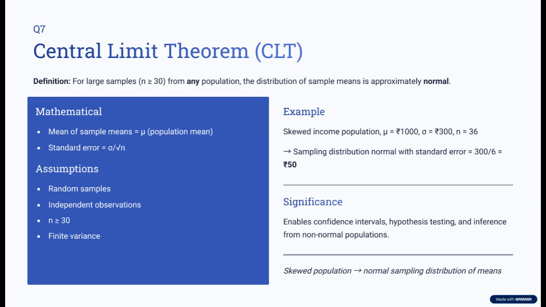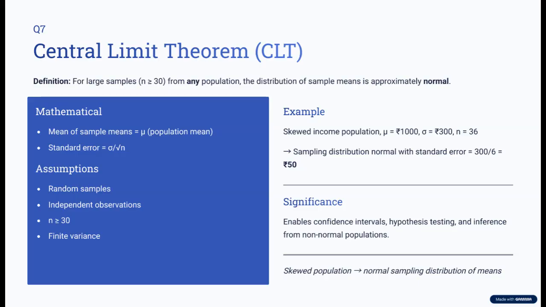For example, suppose daily incomes in a city are skewed. Most people earn low income, few earn very high. Population mean mu equals 1,000 Indian rupees. Population standard deviation sigma equals 300 Indian rupees. You take one sample of n equals 36 workers and calculate the sample mean. Using CLT, the sampling distribution of the sample mean is approximately normal, even though incomes themselves are skewed. Standard error equals sigma/square root n equals 300/square root 36 equals 300/6 equals 50 Indian rupees.